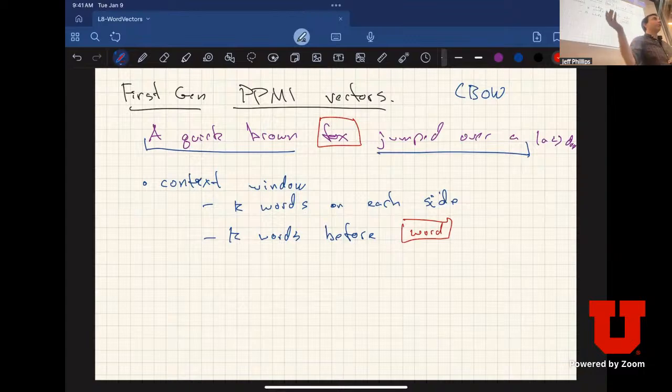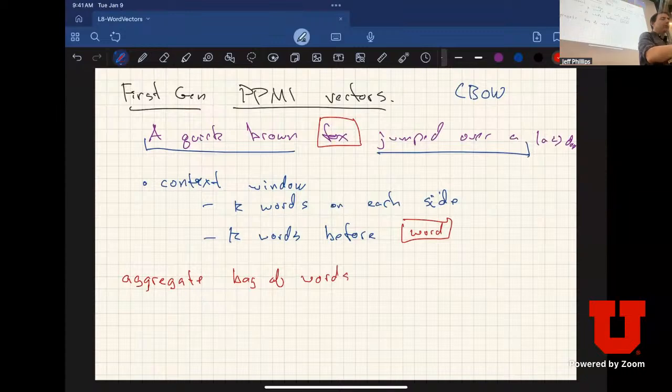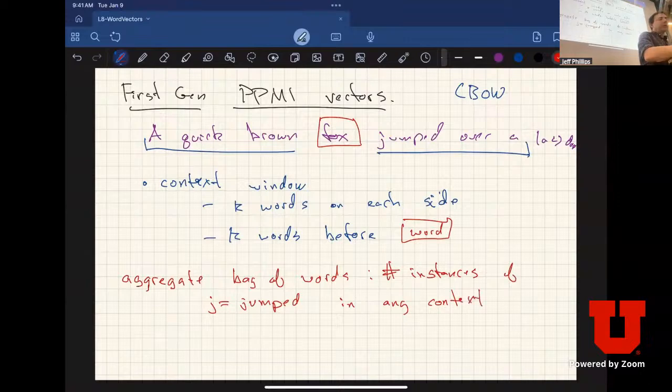Okay, so I want to look at the words before, and I want to aggregate the bag of words, which is going to be the number of instances of, say, jumped, so J equals jumped, in any context window of, say, fox. Okay?